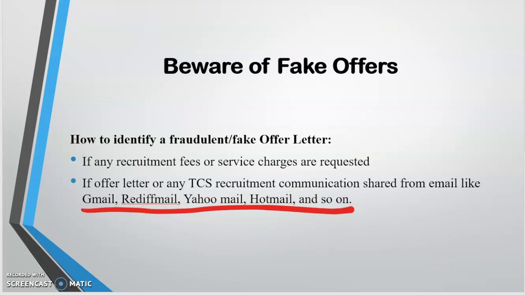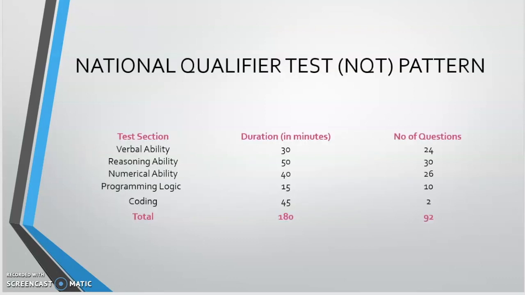So let us concentrate on the pattern, the questions, and the types of sections we have. If you see the National Qualifier Test pattern, we have a total of 5 sections. Verbal ability: the time is 30 minutes and the number of questions is 24. Reasoning ability: the time is 50 minutes and the number of questions is 30. Numerical ability: the time is 40 minutes and the number of questions is 26. Program logic: the time is 50 minutes and you will get 10 questions. Coding: 45 minutes and 2 questions. Totally you will have 180 minutes and you are supposed to face 92 questions.